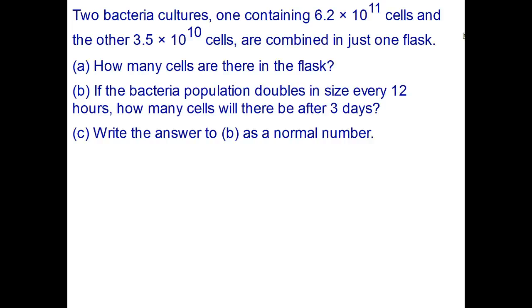So 2 bacteria cultures, one containing 6.2 by 10 to the 11th cells, and the other 3.5 by 10 to the 10th cells, are combined into just one flask. How many cells are there in the flask? So to answer part A, we have to add those two numbers together. So let's go 6.2 by 10 to the 11th plus 3.5 by 10 to the 10th, and I can write it over here.